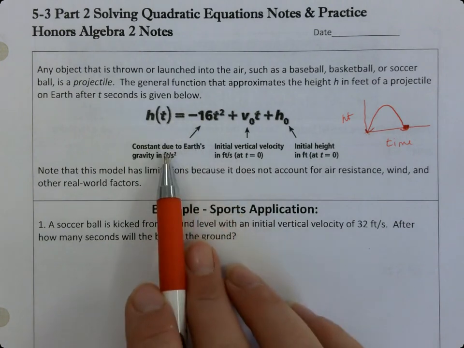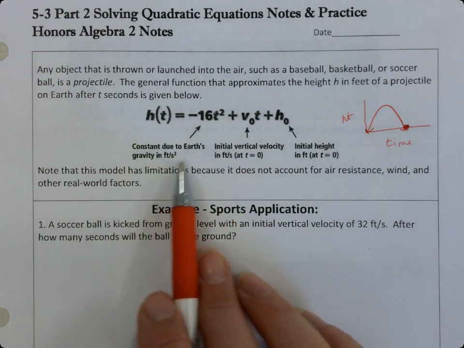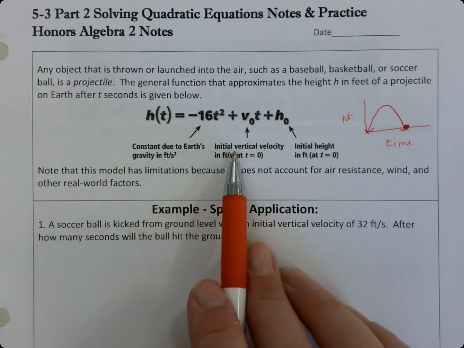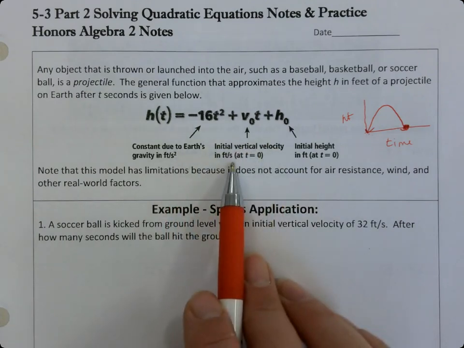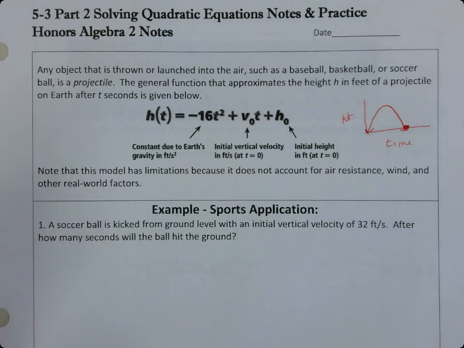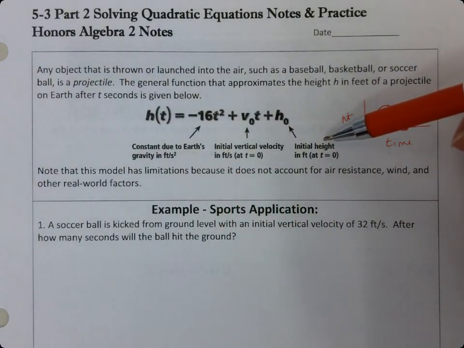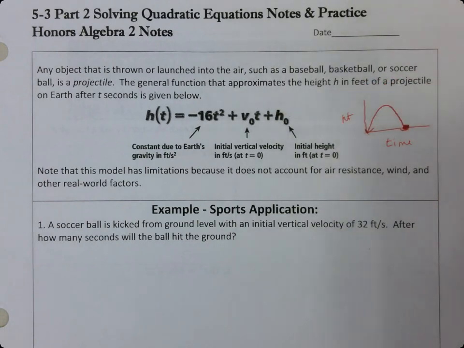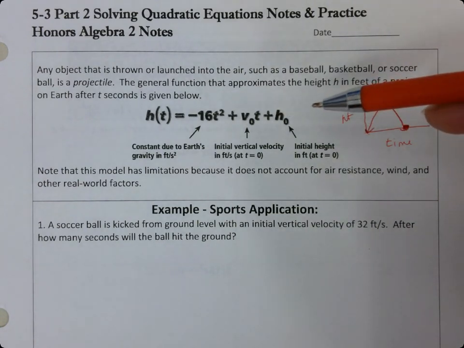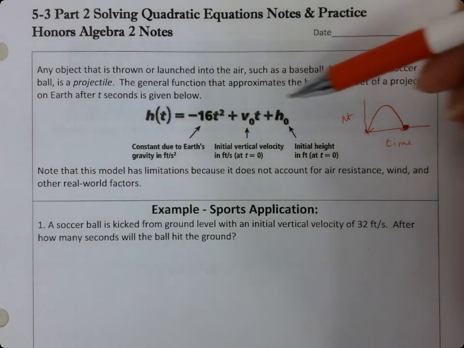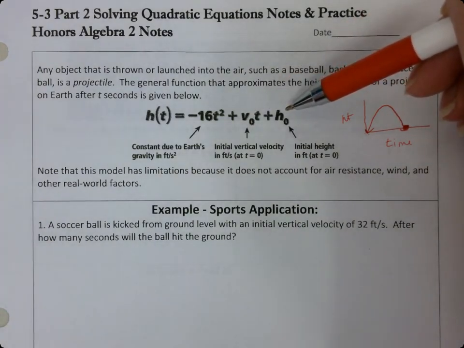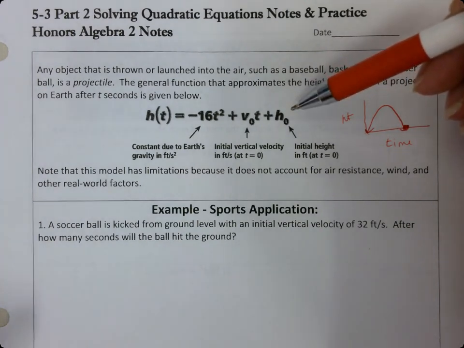This negative 16 is a constant. It's Earth's gravity, but we're measuring in feet per second squared. This is your initial vertical velocity. Because we're kicking the ball, there's an initial velocity when it comes off the foot. If I just drop something, you don't have initial vertical velocity. And then this is the initial height. So if you're at the ground level, the initial height is 0. If I'm dropping something from a roof, I have no vertical velocity, but I would have a height of 100 feet. Okay? If I'm kicking something off of a hill, then I might have initial height.